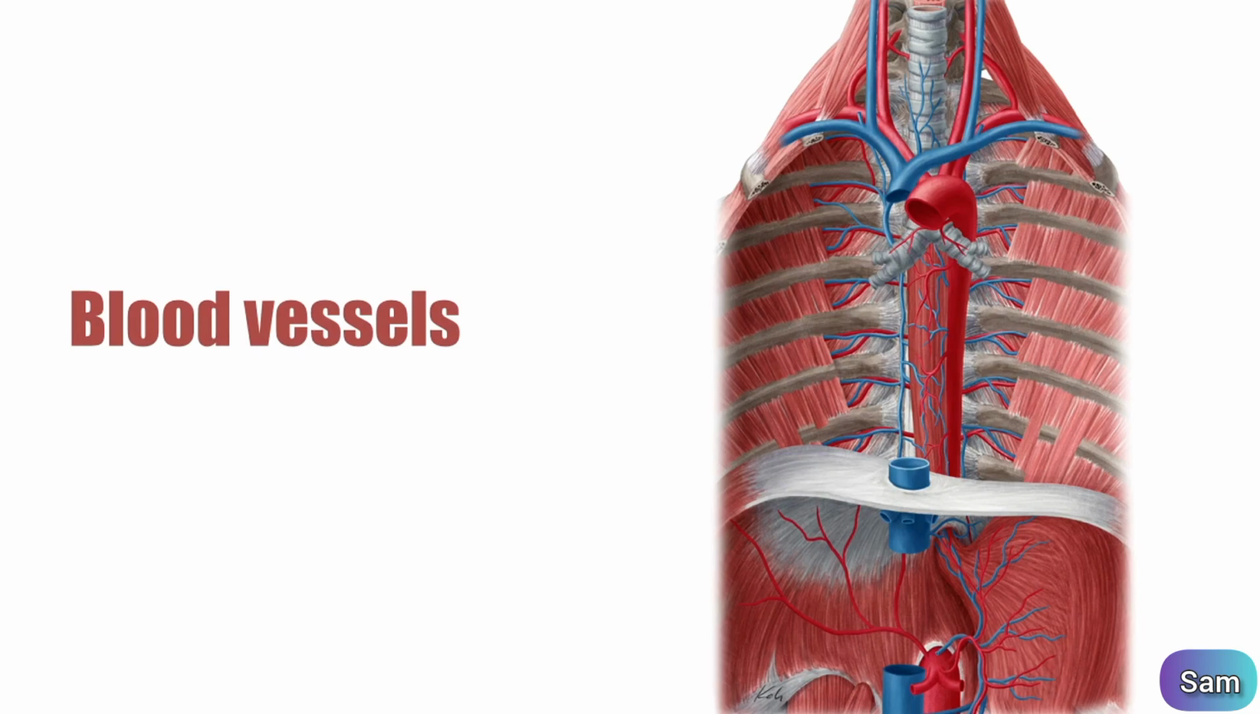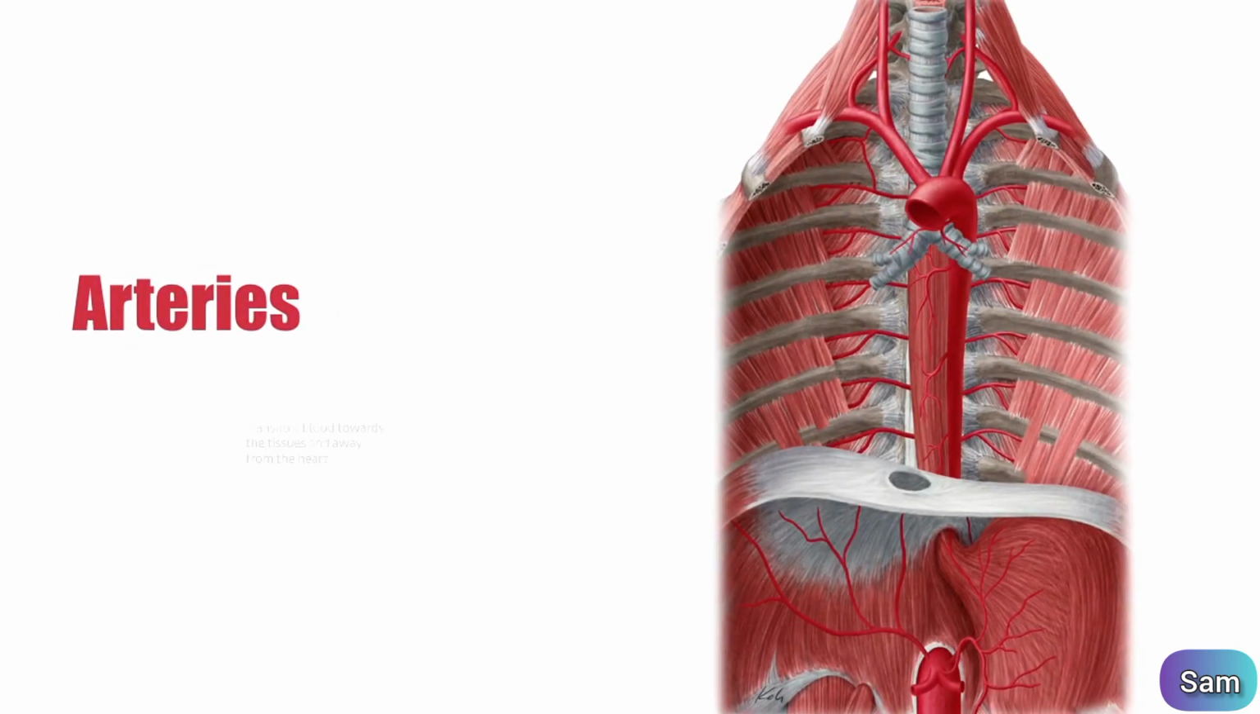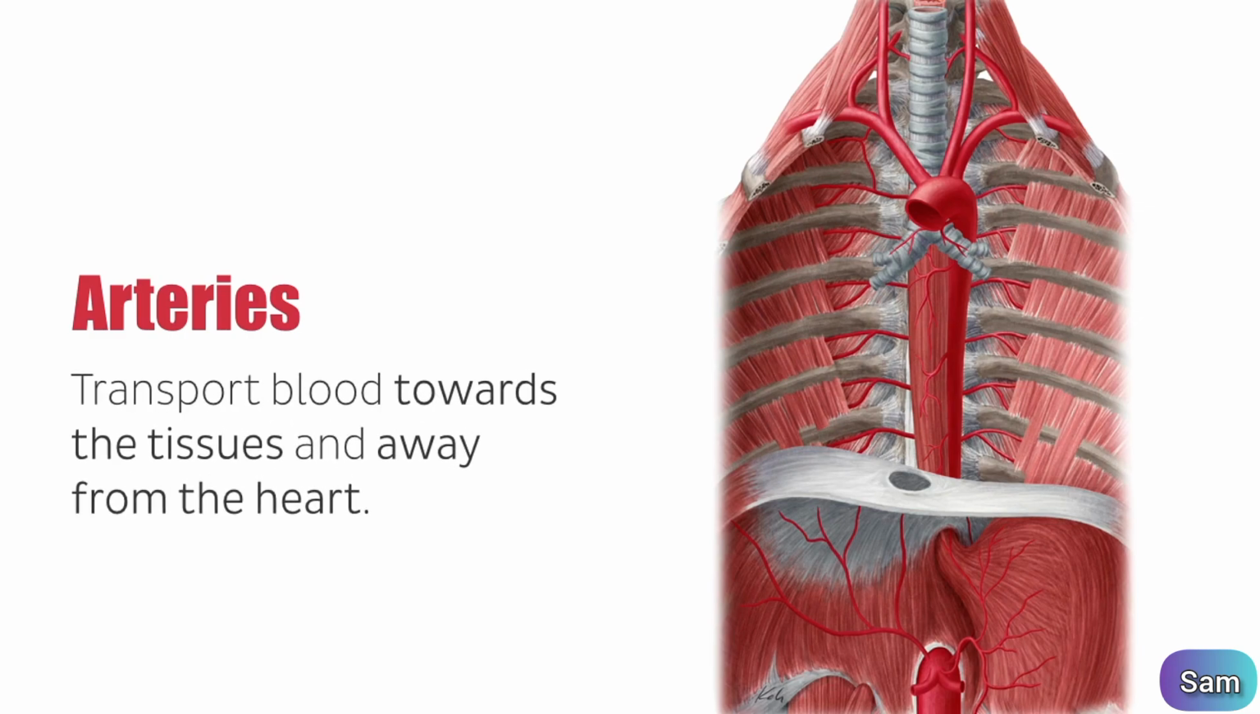There are 3 major classes of blood vessels, namely arteries, veins, and capillaries, and they are categorized according to their histological structure. Arteries transport blood between the tissues and away from the heart and have thick muscular walls with small internal lumina, or passageways, that can withstand blood under high pressure.